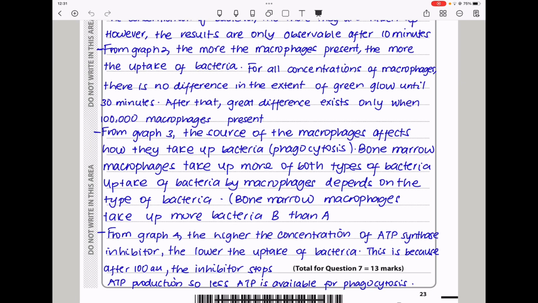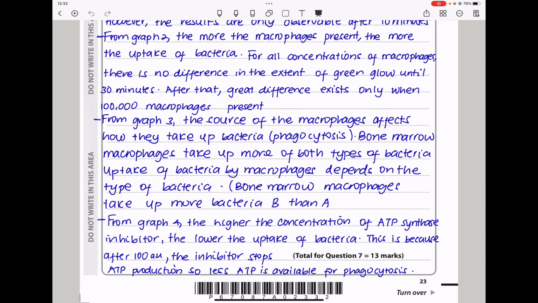From graph 3, the source of the macrophages affects how they are taken up, meaning phagocytosis. We observe that bone marrow macrophages take up more of both types of bacteria, and uptake of bacteria by macrophages depends on the type of bacteria. Bone marrow macrophages take up more bacteria B than bacteria A. From graph 4, the higher the concentration of ATP synthase inhibitor, the lower the uptake of bacteria. And this is because after 100 AU, the inhibitor stops ATP production, so less ATP is available for phagocytosis.